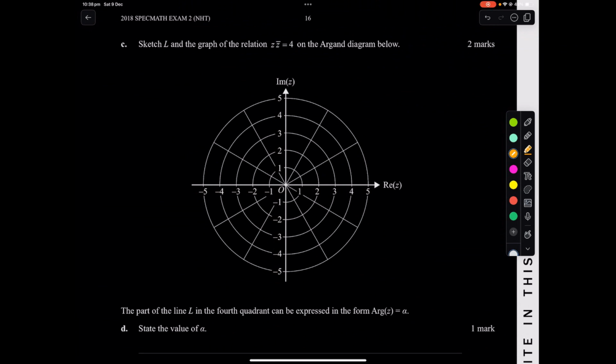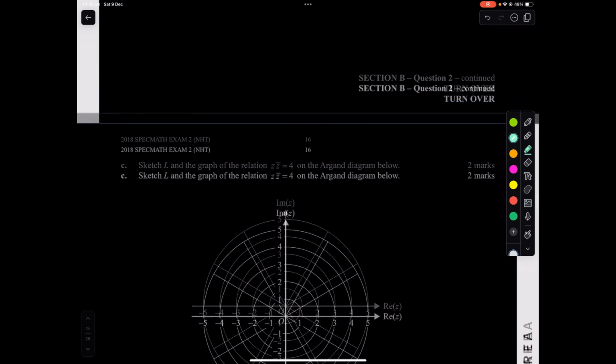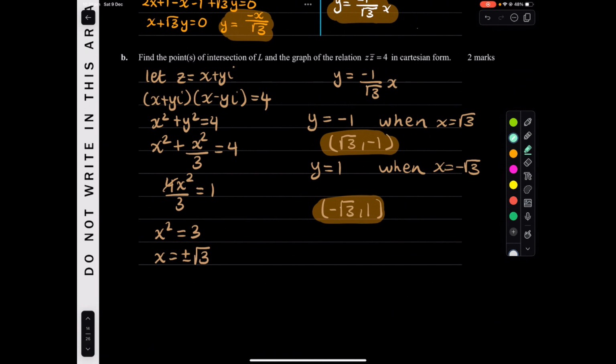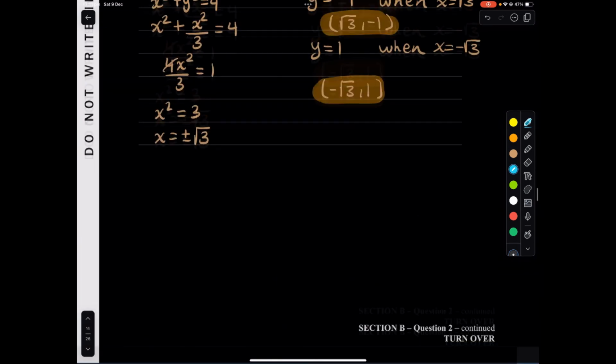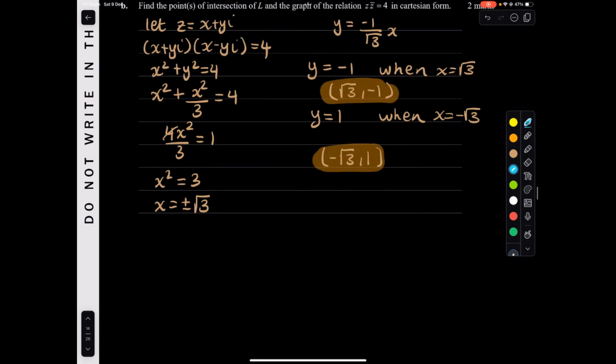Sketch the L and the graph of the relation on the Argand diagram. Easy. So let's do that. Well, we know it's a circle. This circle has what? We see the center point 0, 0, and it has a radius of 2. So let's draw that. Here, here, here, and here. Imagine just drawing a circle with a radius of 2. Wow, what was that? Let's do it again. There we go, nice. And let me kind of, so it's like that. And we've drawn that, and we need to draw the line L.